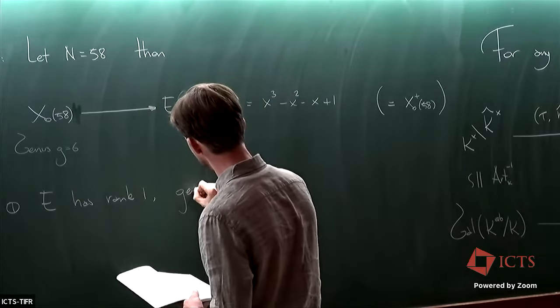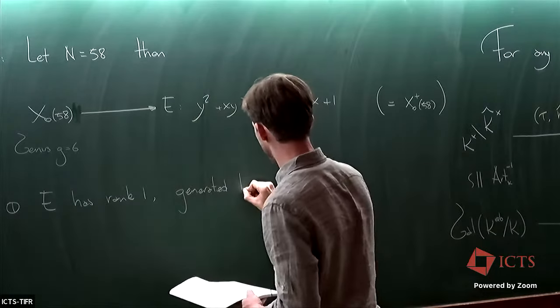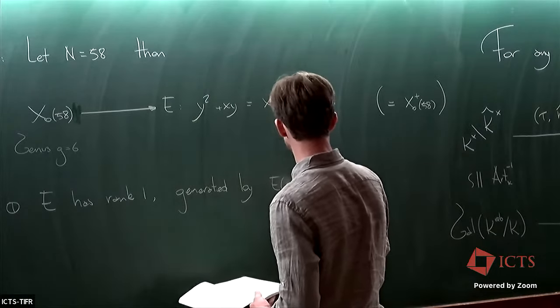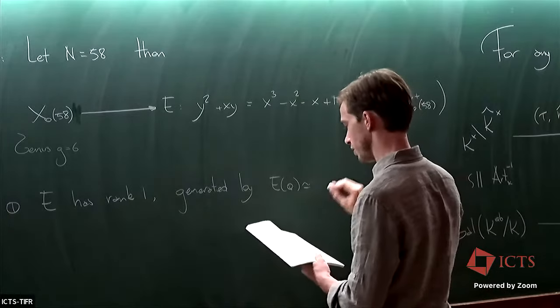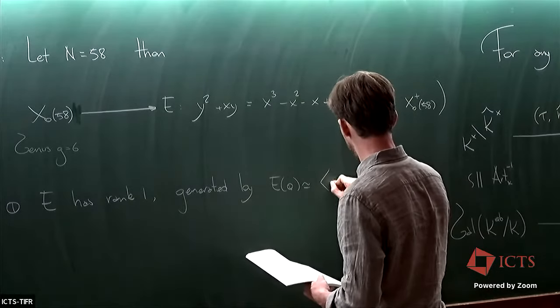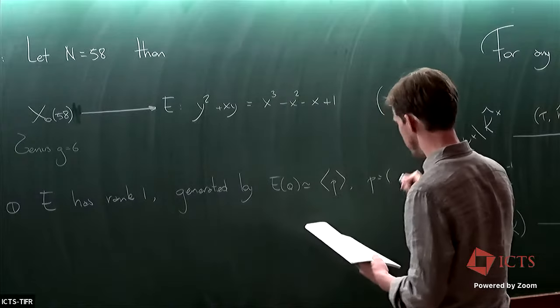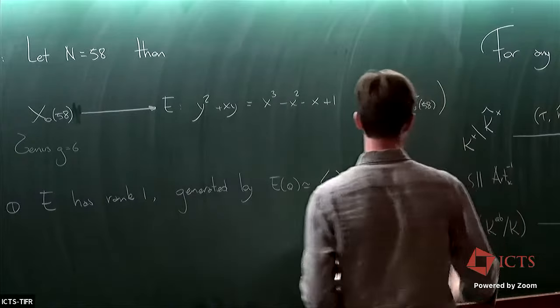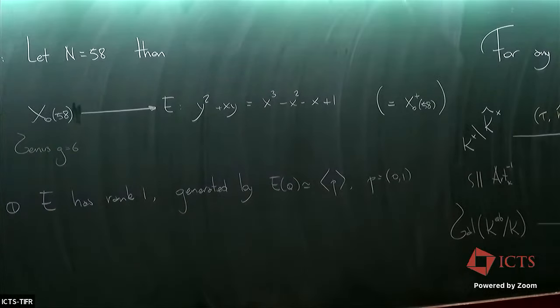And in fact, it tells us more. It tells us also that its Mordell-Weil group over Q is generated by a point, which I'll call little p, where p has the coordinates (0, 1). That's the solution maybe you had already found. So this generates the Mordell-Weil group. It has no torsion. It's just isomorphic to Z.